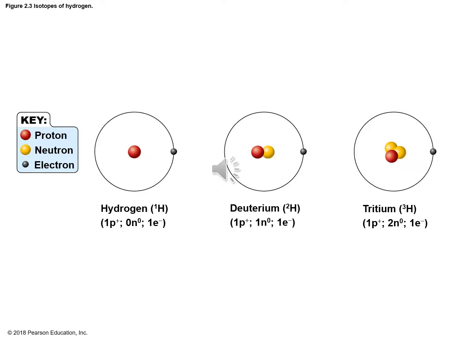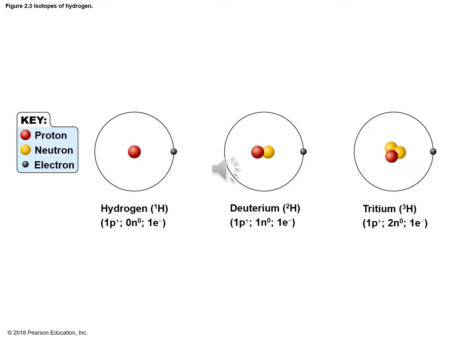Here is an excellent example of isotopes. Here we have hydrogen, as it typically presents, with 1 proton, no neutrons, and 1 electron. An isotope of that is called deuterium. It has 1 proton, 1 neutron, and 1 electron. Tritium is another isotope of that, and it has 1 proton. As we see, it has 2 neutrons and 1 electron.